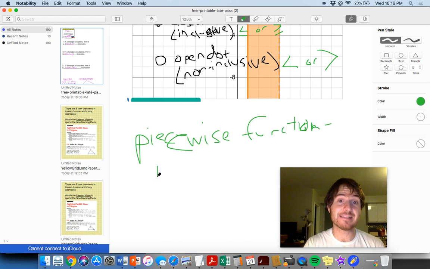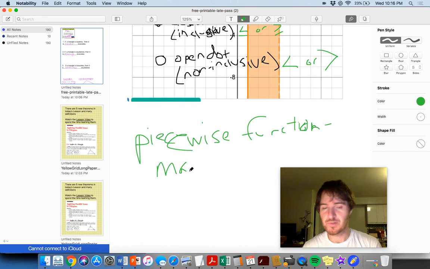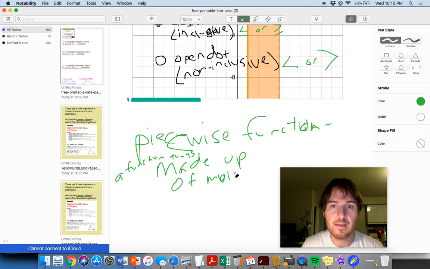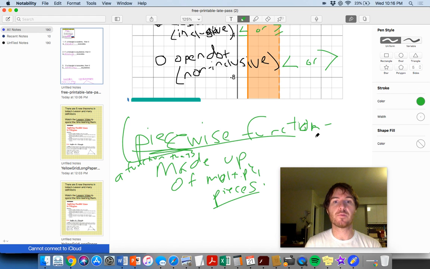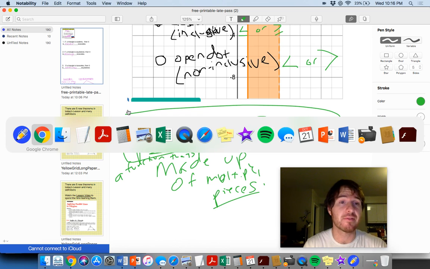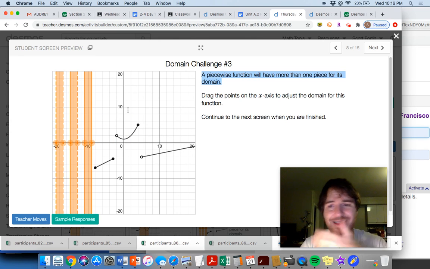A function that's made up of multiple pieces. It's still a function at the end of the day. Pieces, yes, pieces indeed, because we see "piece" here, right? That's what a piecewise function is, okay? Piecewise functions come up later in your textbook. You're like, man, there's a lot of crazy stuff in algebra. There is, but hey, it's not too bad.